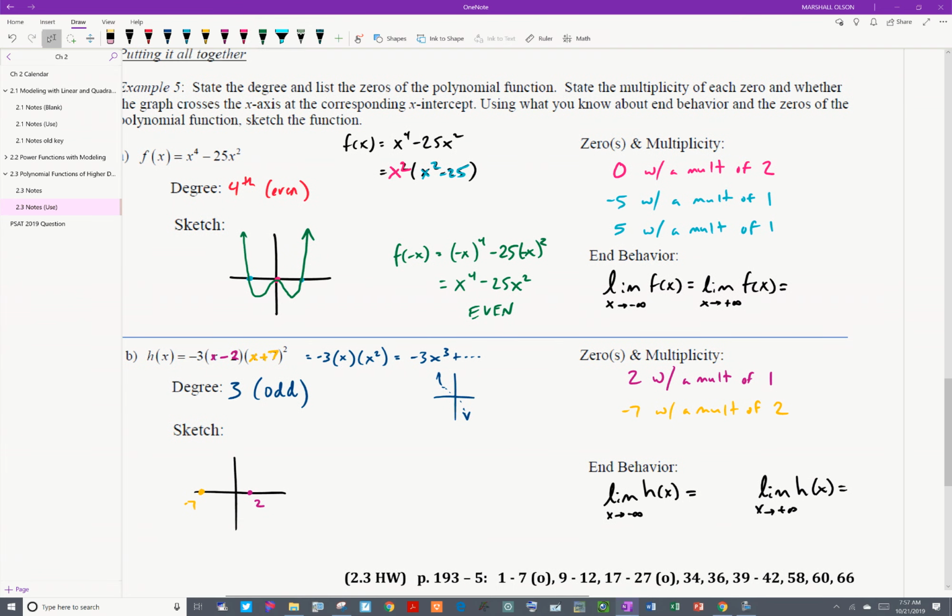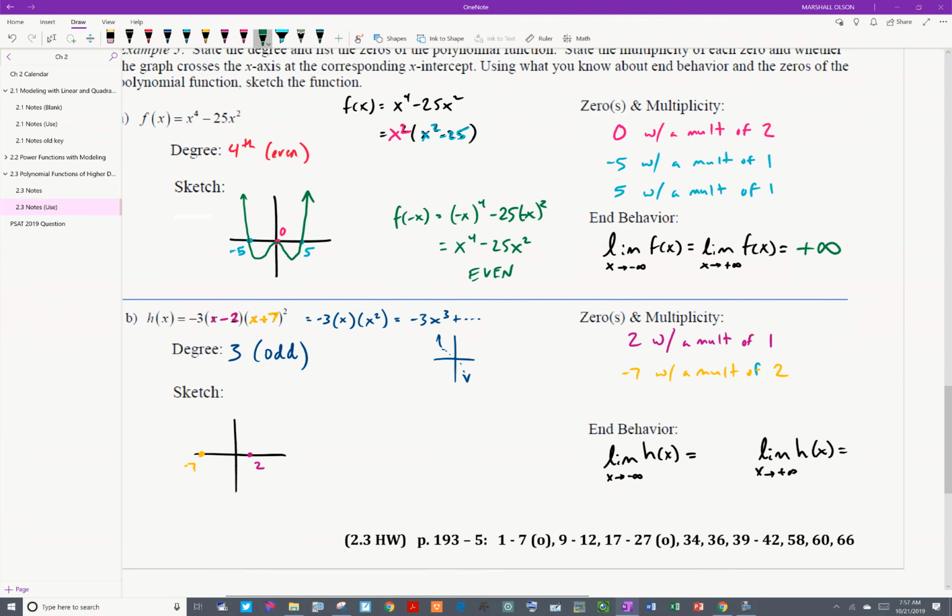The end behavior, I'm just going to write my zeros on my graph here, -5, 5, and 0. The end behavior is the same, so I wrote that the limit of f of x as x approaches negative infinity equals the limit of f of x as x approaches positive infinity, and both of those equal positive infinity. As we go left, as we go right, it goes up. That's pretty much what that statement says right there.